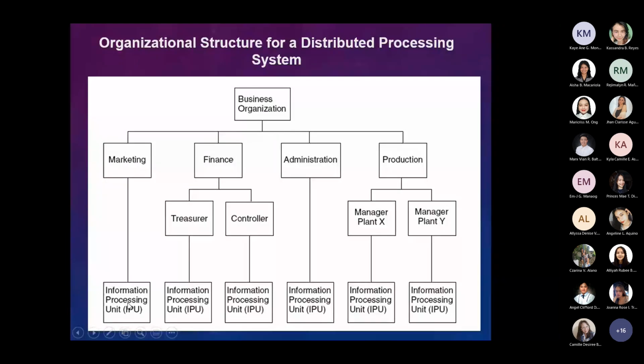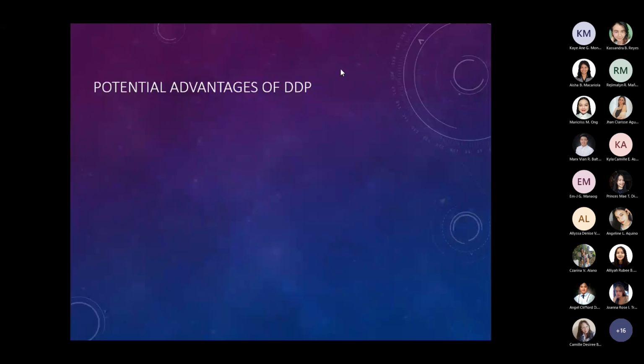Kunyari, i-relate natin marketing and finance. Si marketing meron siyang sariling list of customers. Si finance meron siyang sariling list of customers or receivables. Hindi interrelated yung isa't isa. So distributed or hindi interrelated, hindi nasa isang data processing. Ang tawag doon, distributed processing system. Ngayon, ipakita natin yung advantages and disadvantages ng distributed data processing.